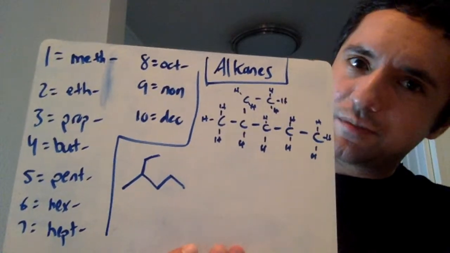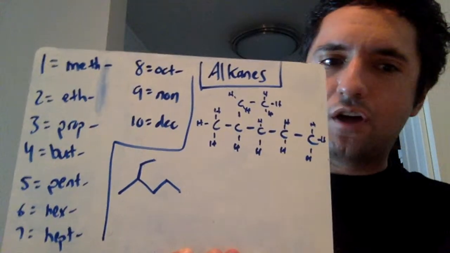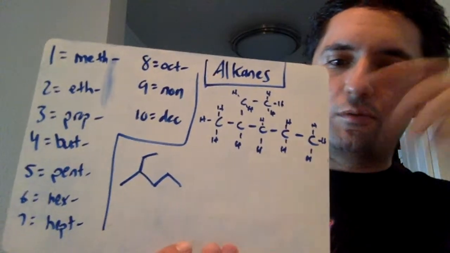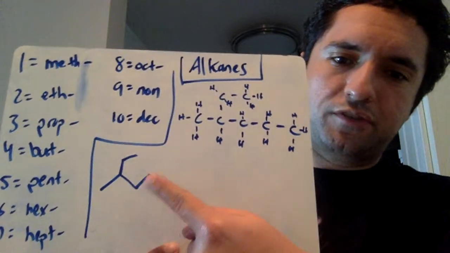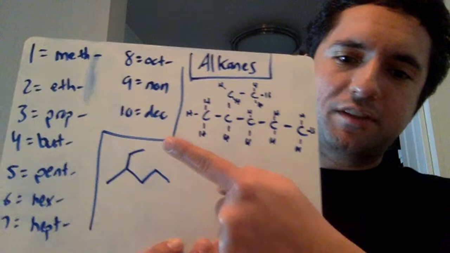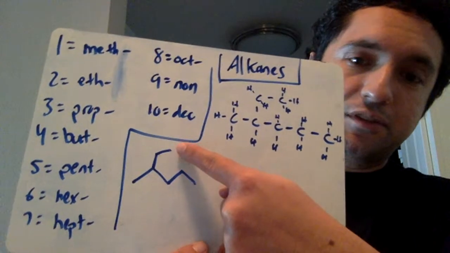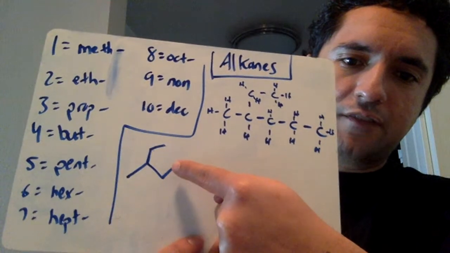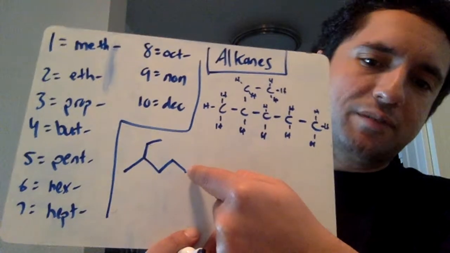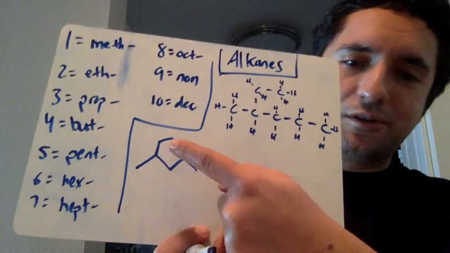So the first step to these things is just finding the longest chain. We want to double check, right? Because if we go straight across horizontally, 1, 2, 3, 4, 5 carbons. But let's double check if we start up here, because we could start up here. 1, 2, 3, 4, 5, 6. Ooh, I wasn't expecting that. Okay, so that's the longest chain then.